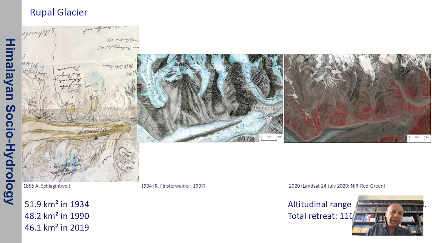In this case, the quite long, relatively huge area glacier of Rupal, the main Rupal Glacier, also decreased in area and in length, and we have a total retreat in length of 1.1 kilometers over the whole period between 1856 and 2020.